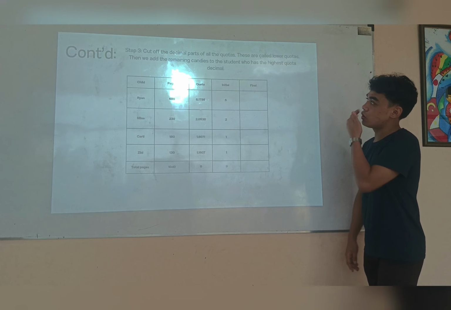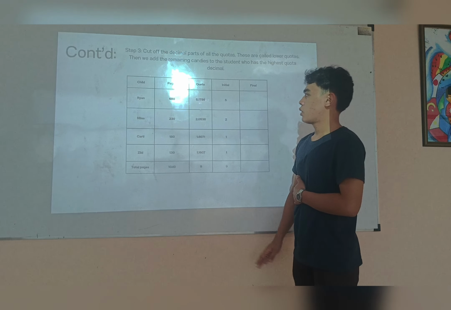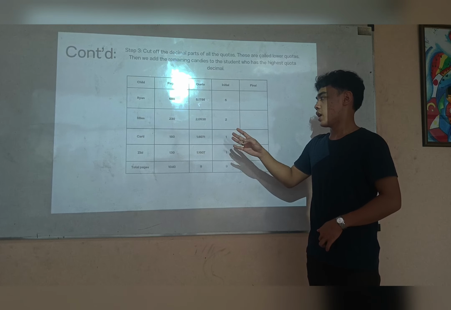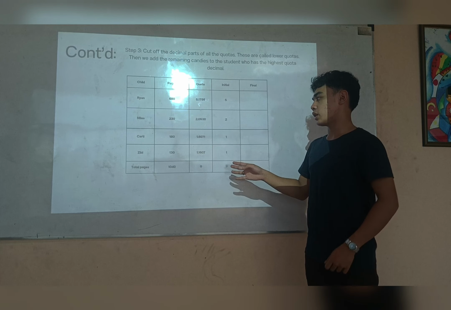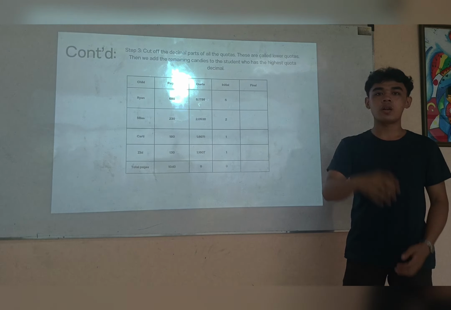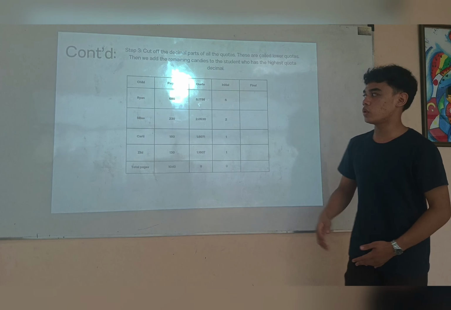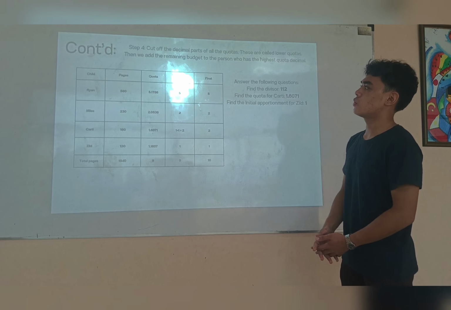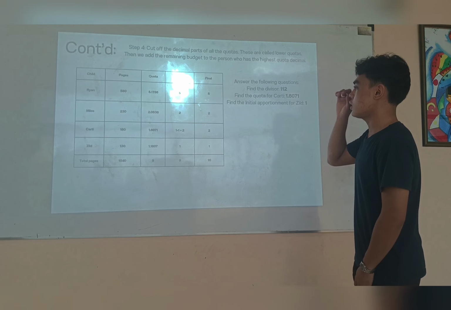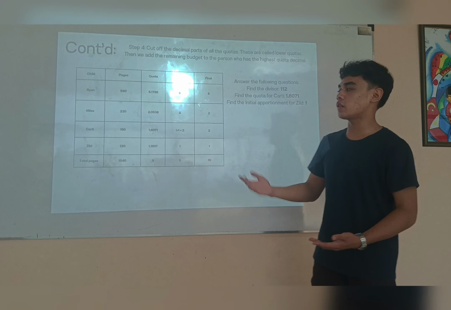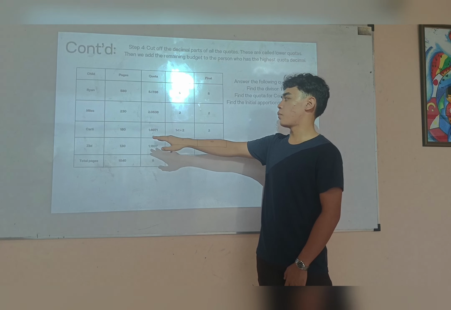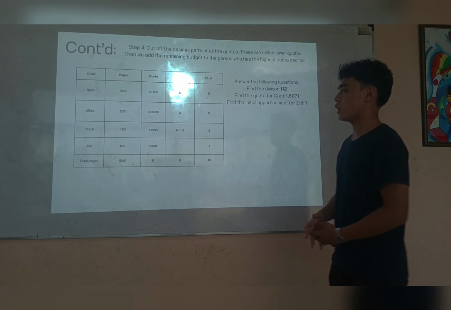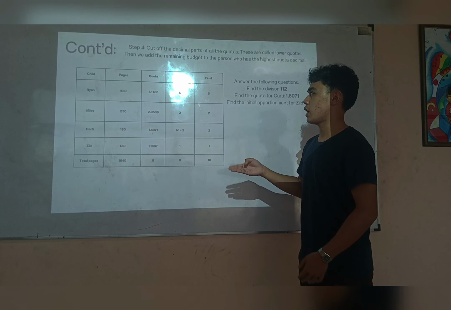So in step 3, we need to cut off the decimal parts. So Ryan has the initial number of 5 candies, Miles will have 2 candies, Carty will have 1 candy, and Zil will get 1 candy, a total of 9 candies. So we need to allocate the remaining 1 candy to the student who has the largest decimal value. So in step 4, the largest decimal number here is Carty with a 0.6071 decimal value. So we allocate the remaining 1 candy to Carty, which will give us the answer of 2.